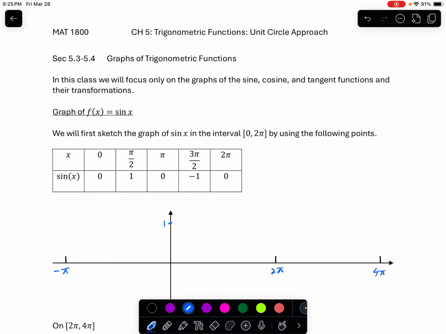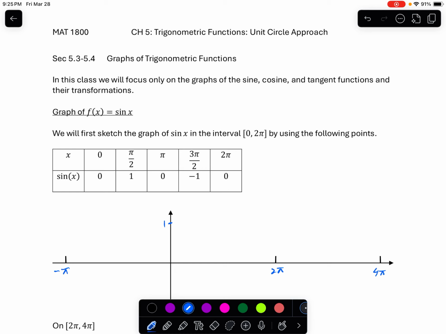Section 5.3 and 5.4, graphs of trigonometric functions. In this class, we are only focusing on graphs of sine x, cosine x, and tangent x. So just these three functions. We will not look at the graphs of secant, cosecant, and cotangent. Now, we will also look at the transformations of sine, cosine, and tangent.